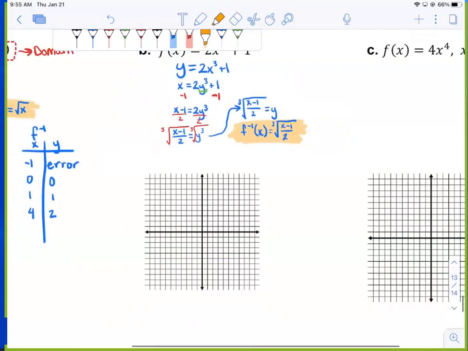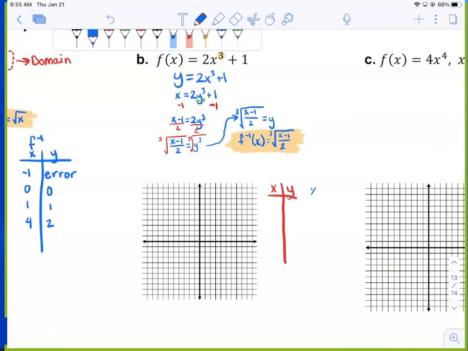Alright, so graphing these. Again, I'm going to graph my original function in red. My inverse function will be in blue.